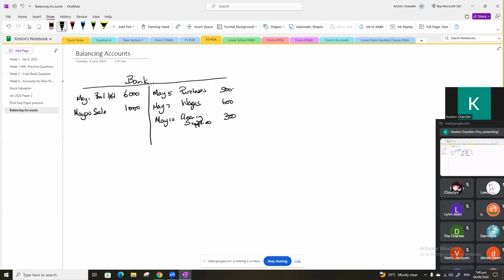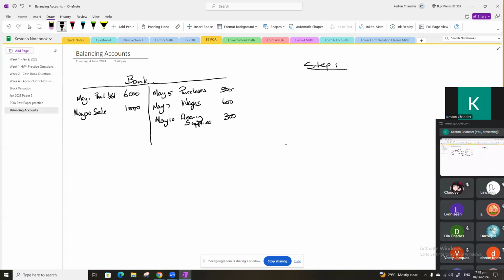Right? Let's say those are all the transactions for the month. Now, we want to balance the account. We are now at the end of May, it's May 31st, and we want to balance this account. Can anybody tell me what's the first thing that we need to do? First thing to balance the account, what do we need to do?